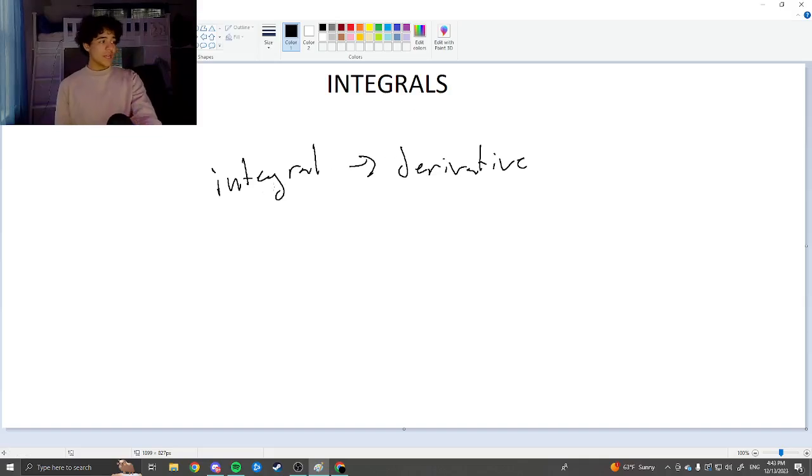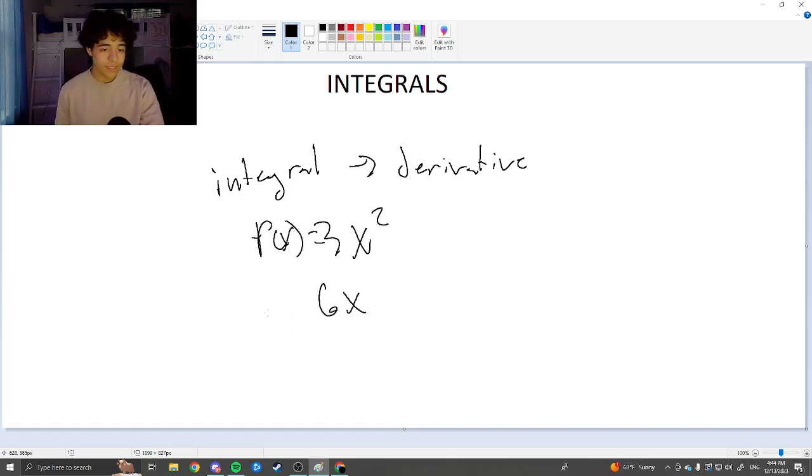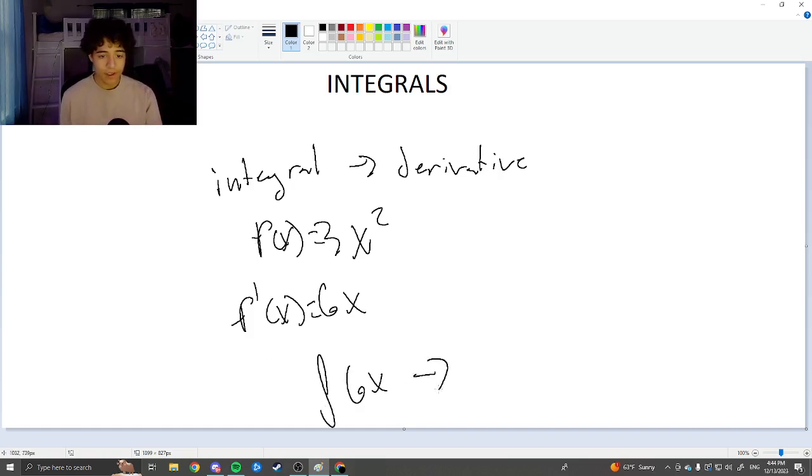What you need to know is that an integral is the opposite of a derivative. If you have a function and you derive it, let's say you have the function 3x squared, and you derive it, you get 6x. If this is f of x, then this is f prime of x. To get it back to f of x, you would integrate. You would integrate 6x, and you would get 3x squared.